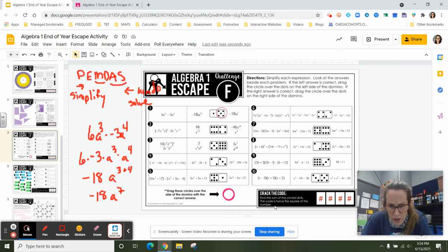And when I crack the code, it says find the sum of the circle dots. The code is twice the square of this number. Woo! So you have to really think, what's the math that's going to do twice the square of the number? And then you type that number in. It's a code on top of a code. But you guys got this.